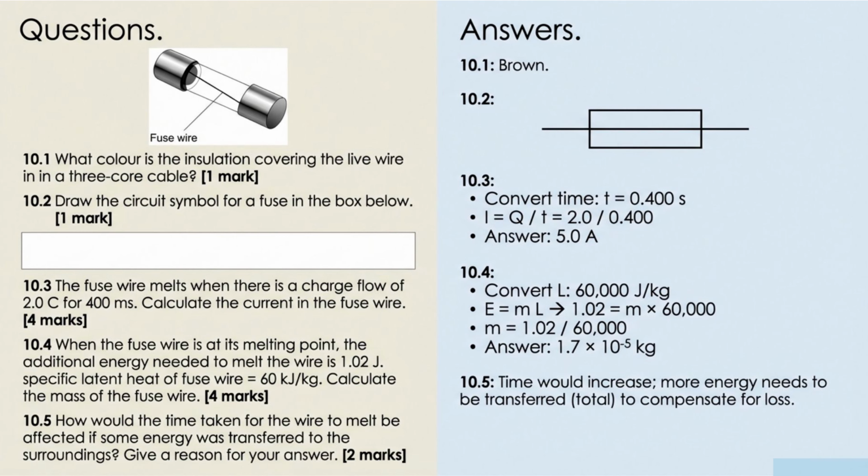First, convert the time to seconds. T equals 0.40 seconds. Then use I equals Q divided by T. So 2.0 divided by 0.40, which is 5.0 amps. 10.4 is a mass calculation.